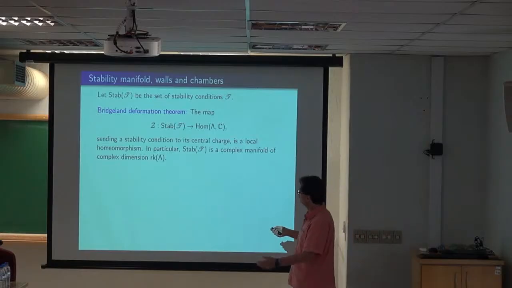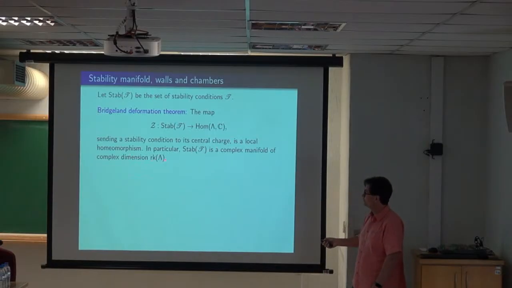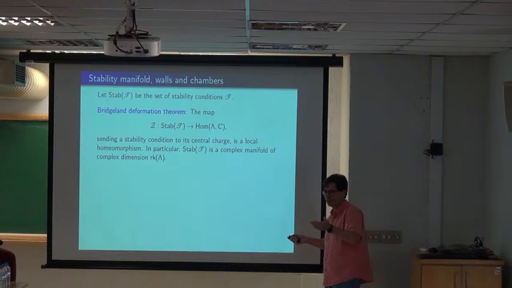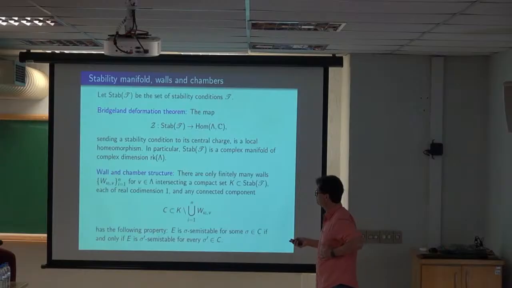What Bridgeland shows is that you can choose a topology here so that this map is a local homeomorphism. And then in particular he can show that Stab is a complex manifold whose dimension is the rank of the lattice, because this Hom from the lattice to C is just a big C^n, right? Where n is the rank of the lattice. So this was one of the foundational results that Bridgeland proved, that these things are complex manifolds.